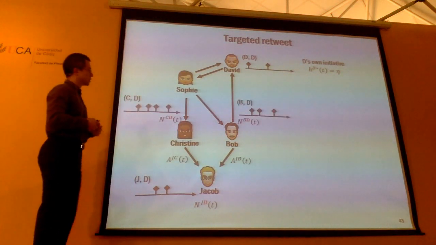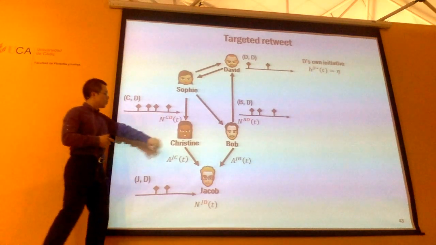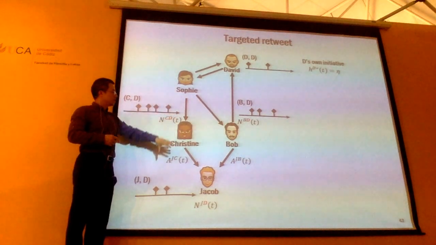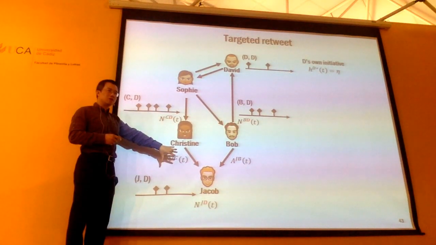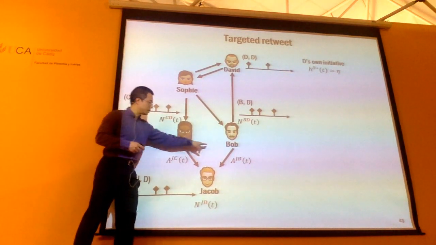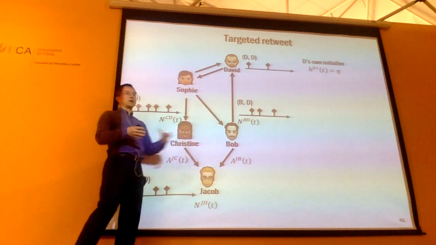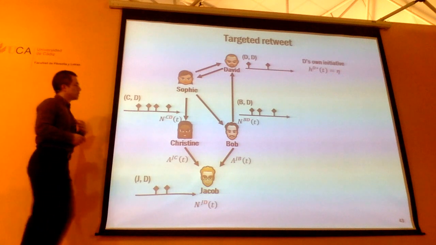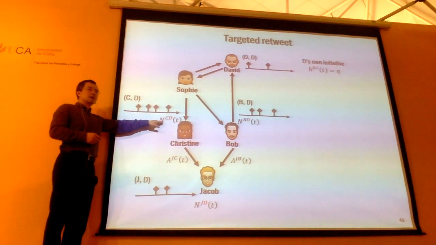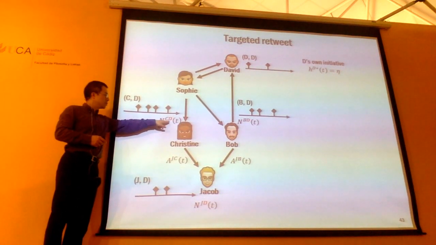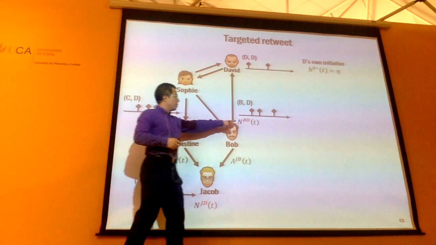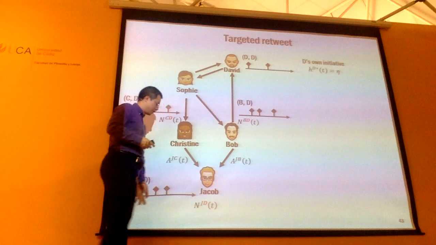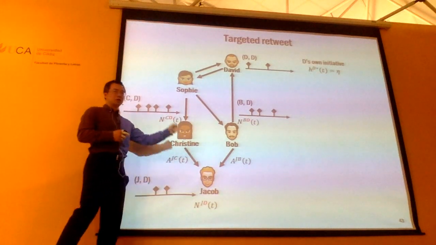Essentially, it's going to look like this. The retweets of Jacob of David are going to depend on whether his parents, Christine and Bob, have retweeted David or not. Otherwise, he's not going to see it. So that's why you also need the counting process of Christine retweeting David, and Bob retweeting David, in the picture in order to describe the retweets of Jacob of David.